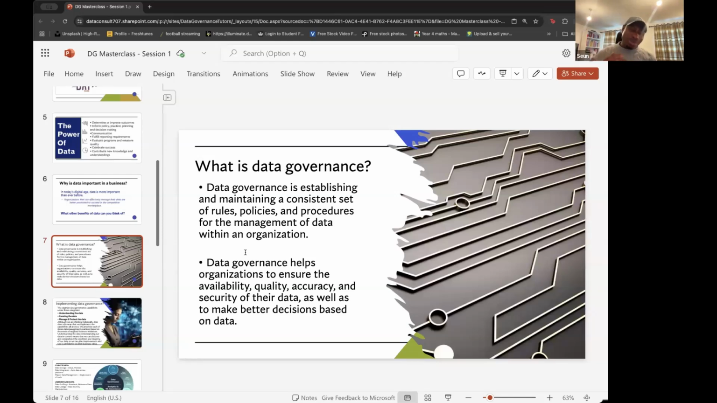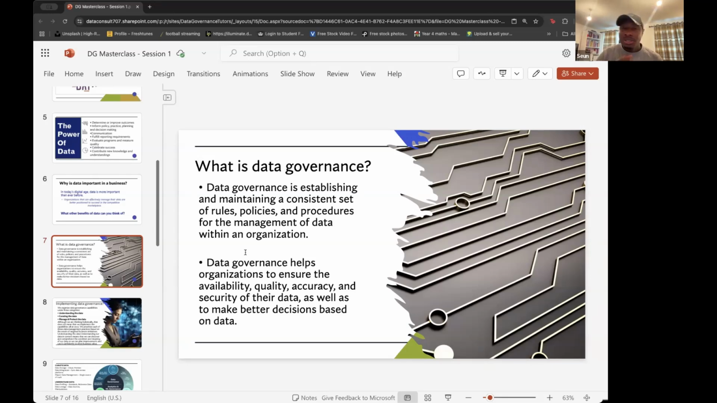Data governance streamlines and restricts organizations from acting agnostic of their data. Data governance says don't just go and do anything you like. Find out what data supports that action. If it's a research, find out what data brought about the research. What is the question you're solving, and what data do you want to bring out through the research? So data governance is establishing and maintaining a consistent set of rules and policies.